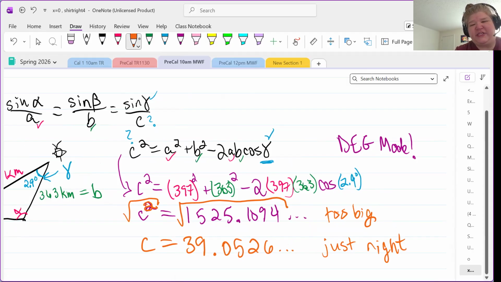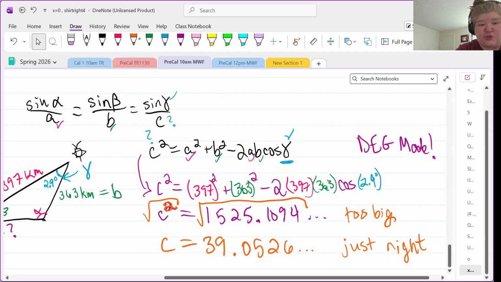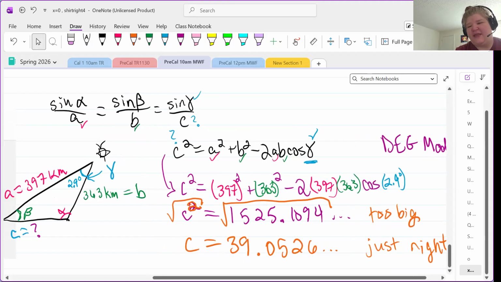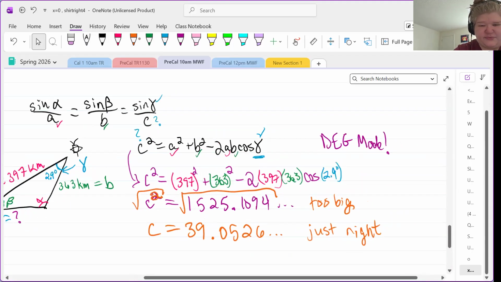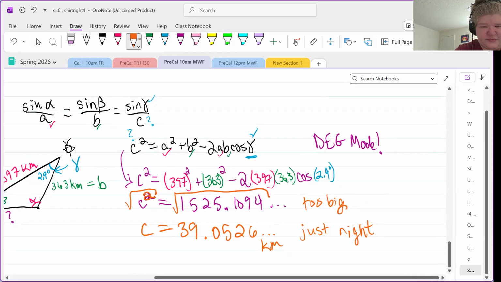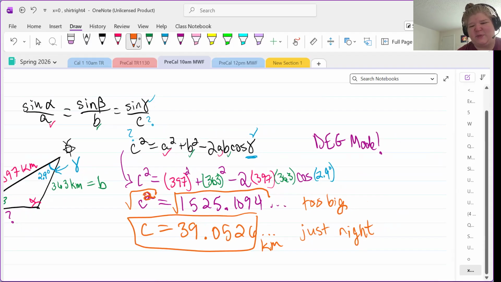Our angle between these two sides was very small. It was 2.9 degrees. So the side opposite 2.9 degrees should be very small in comparison to the other two. So about 40 kilometers instead of 360 or 400 kilometers, that is more reasonable. So I'd type that many decimal places. On the test, you're going to be picking from a list, but I think they round it to 2 places.